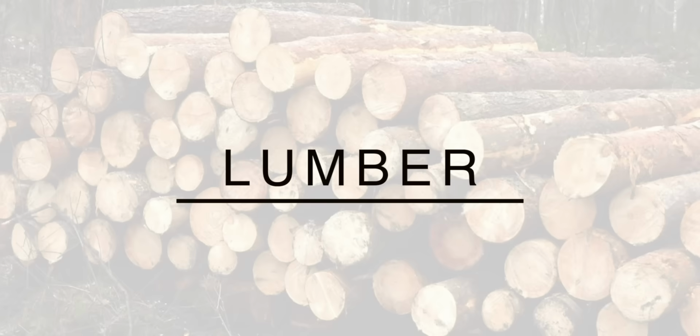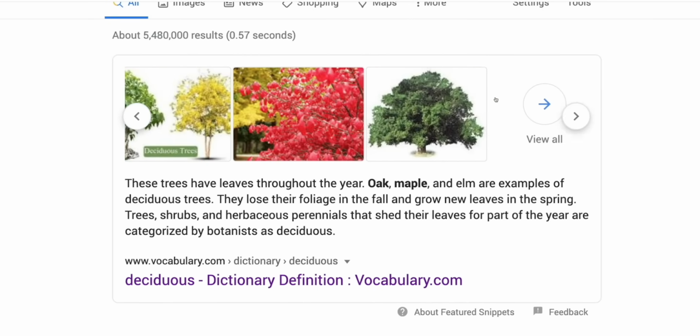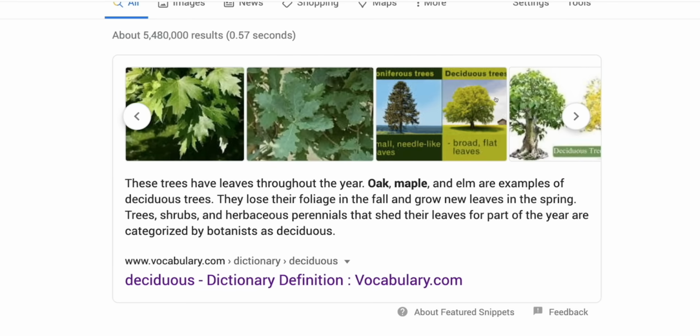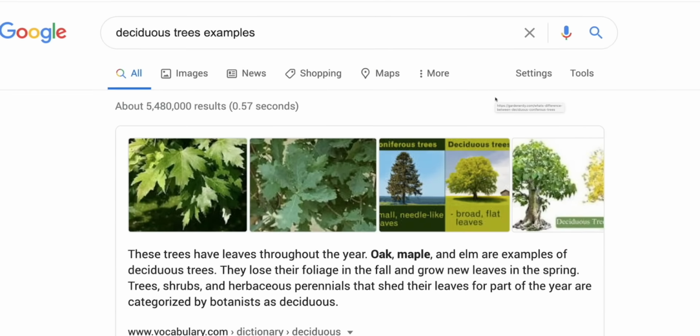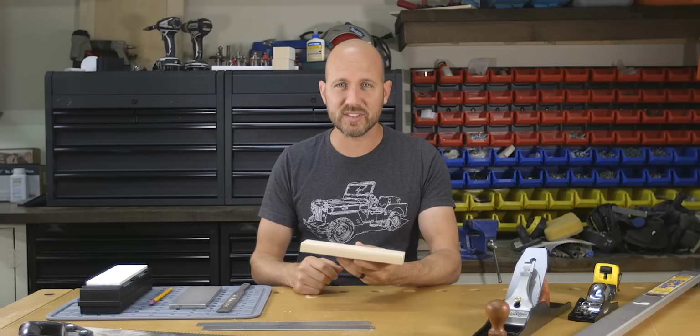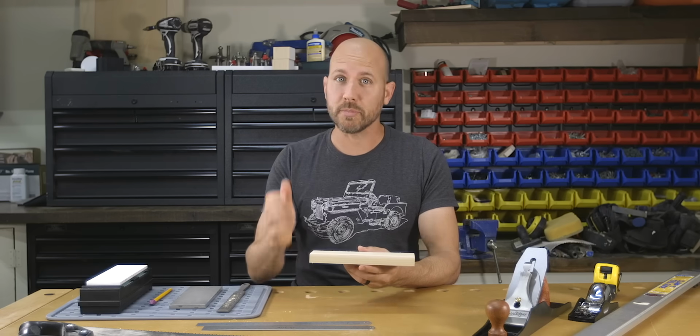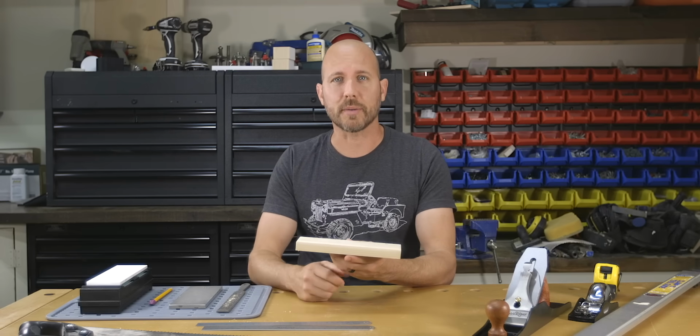In its rawest form, wood can be broken up into two categories: hardwoods and softwoods. Hardwoods come from deciduous trees, that is, trees that drop their leaves, like oak, cherry, or maple. So the poplar I have here is considered a hardwood, but by no means is this actually hard like maple. So why is it a hardwood? Simply because it came from a tree that drops its leaves.